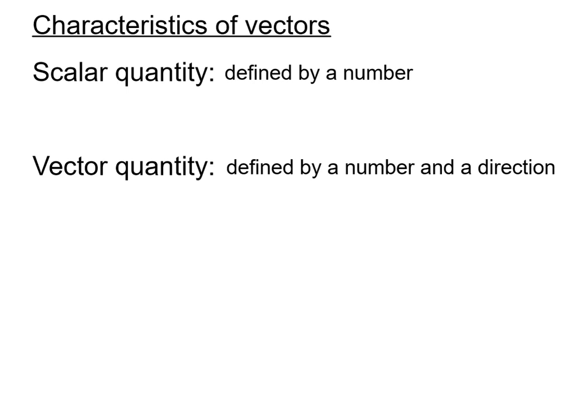Today we will talk about the characteristic of vectors. First, we will talk about what's a scalar quantity, which is the numbers we usually use, just a number, like a regular number with no direction. So for example, if I talk about 4 kilogram, that's a scalar quantity. Or if I talk about $3, there's no direction to those numbers. But when we talk about vector quantity, it is defined by a number and also a direction.